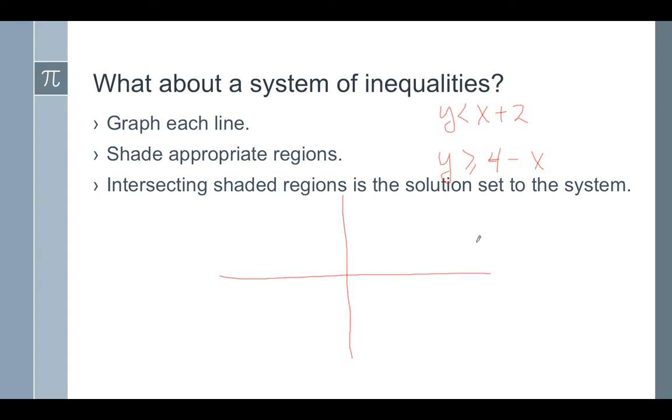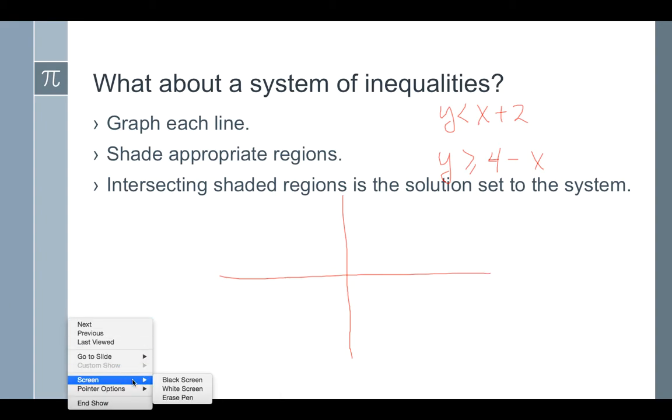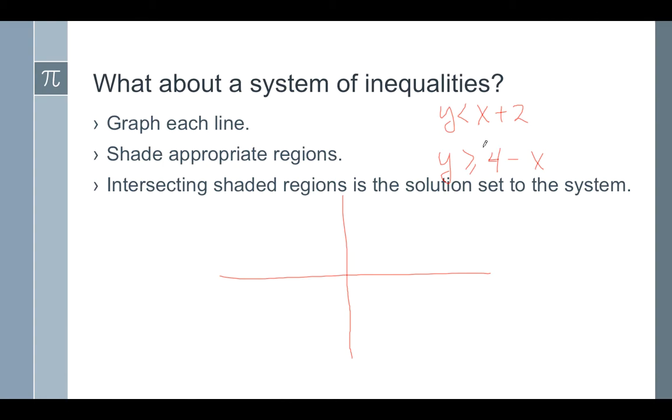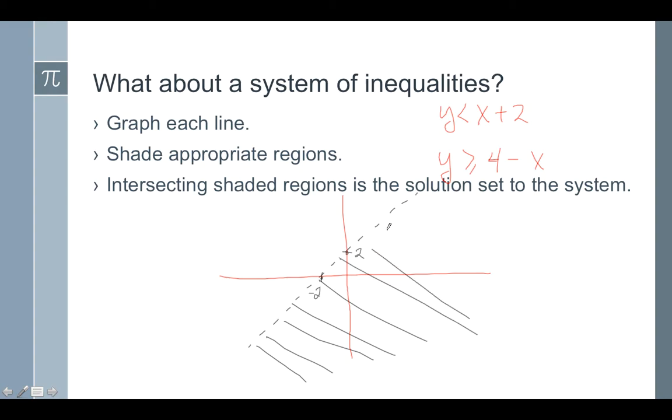If I were to graph, let's change colors for the first inequality. Let's go with black. If I was to graph y is less than x plus 2, I'm going to go to 2. Because it's a linear function with a slope of 1, I'm going to graph right here. I'm going through negative 2 and 2. And it's less than, so it's a dashed line. If I test the point 0, 0, I get 0 is less than 2. That's a true statement. So I want to shade down this part of the graph.